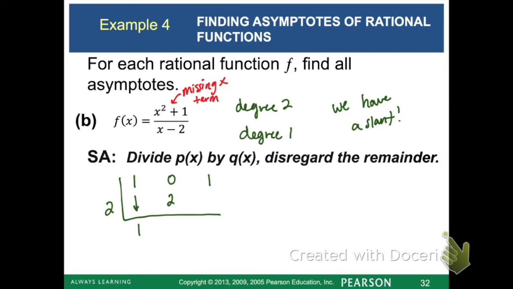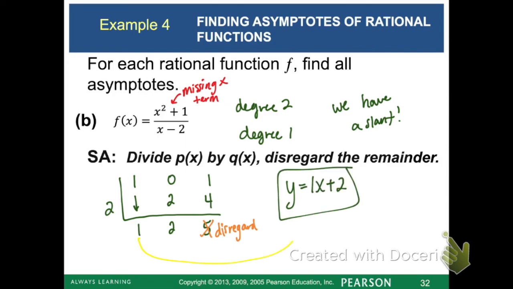Now I bring the 1 down, and then I take 1 times 2, and I put that below the 0. I add down again, multiply 2 times 2, I get 4. Add down again, I get 5. We're going to disregard the remainder, and then write the 1 and 2 as my slant asymptote.